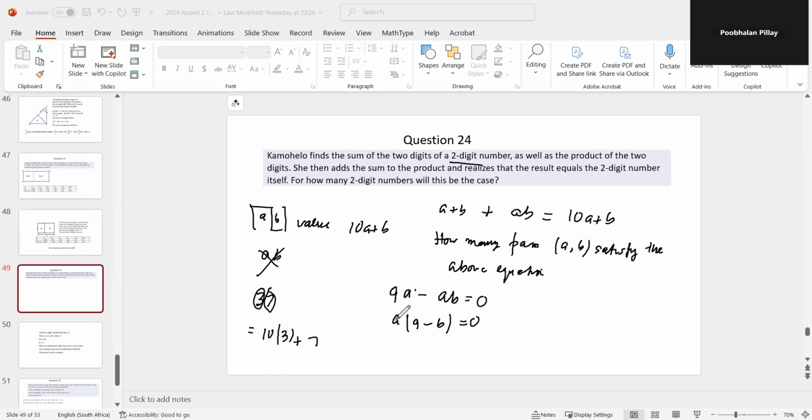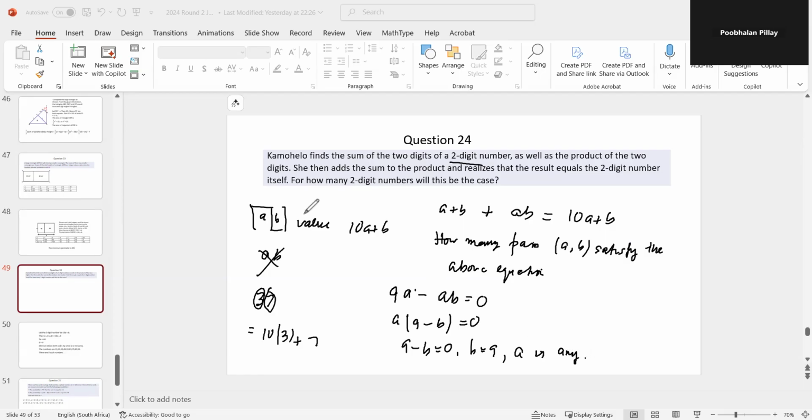So A is not 0. So the other one has to be 0, and that tells you that B is equal to 9. Okay. Now, if B equals 9, it doesn't really matter what A is, because 9 minus 9 is 0, and 0 times any number is 0. So A is any digit.